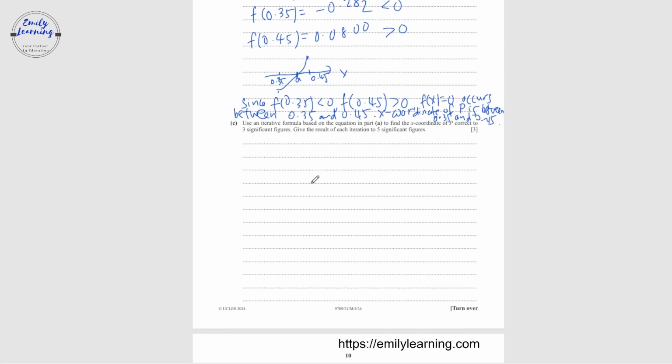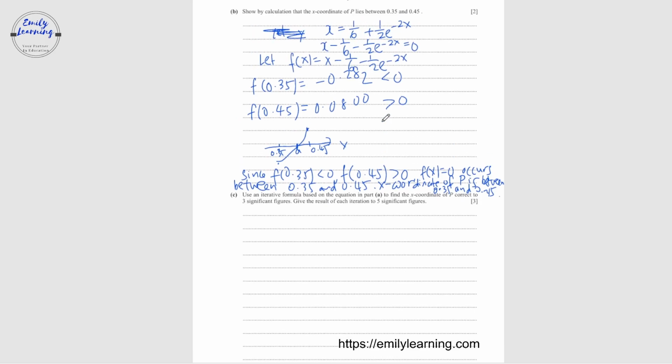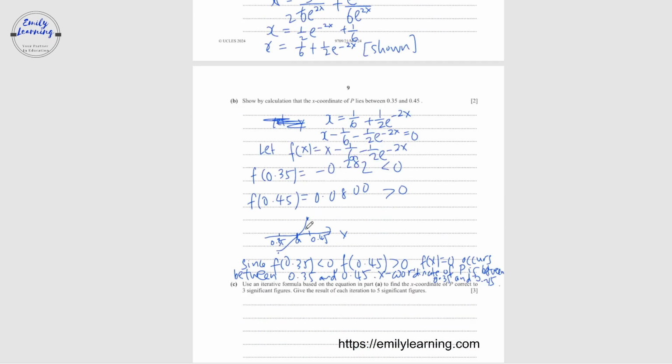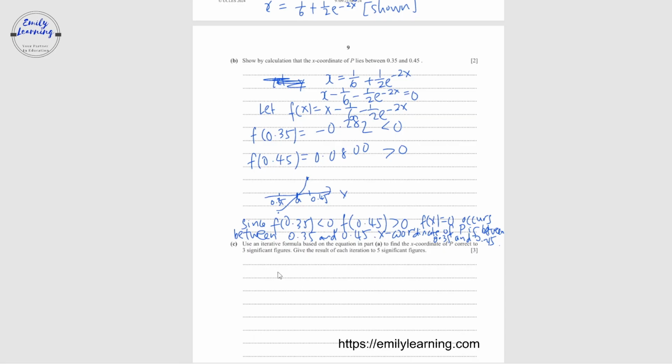Moving on to part C, use an iterative formula based on the equation in part A. So they want us to use this formula. Find the x-coordinate of P correct to 3 significant figures. Give the result of each iteration to 5 significant figures. So we need to keep iterating until, when we round it off to 3 significant figures, we get that answer. Alright?